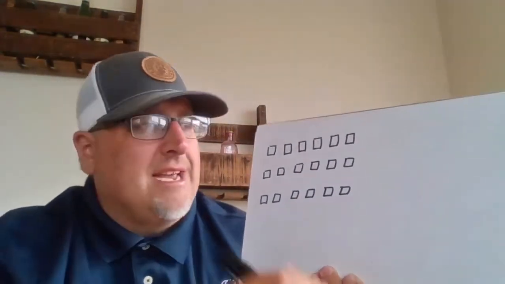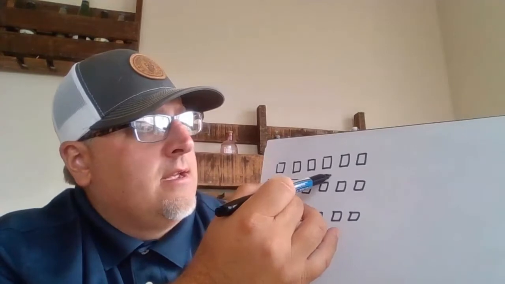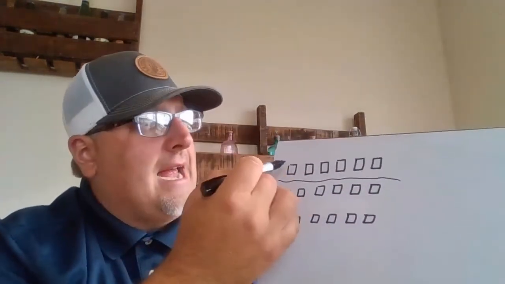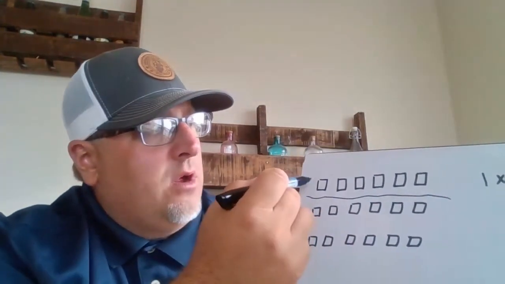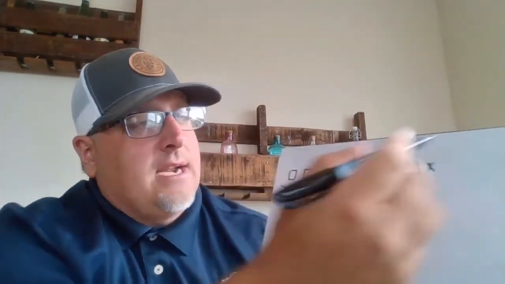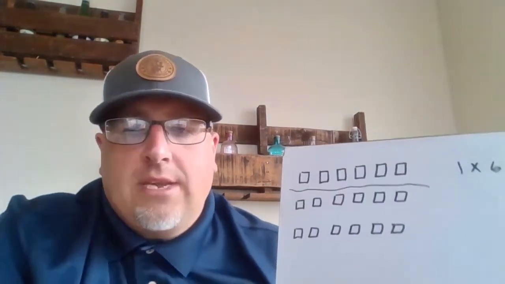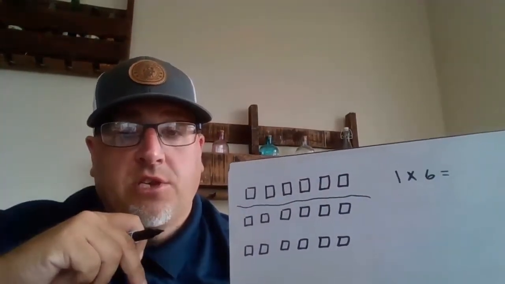So what I want to do is this. Let's break these up into some groups here. I'm going to take this and draw a line right down here. And I know that I have one row of 1, 2, 3, 4, 5, 6. I have one row of 6. And 1 times 6, you should know this from the factors that we just worked on.